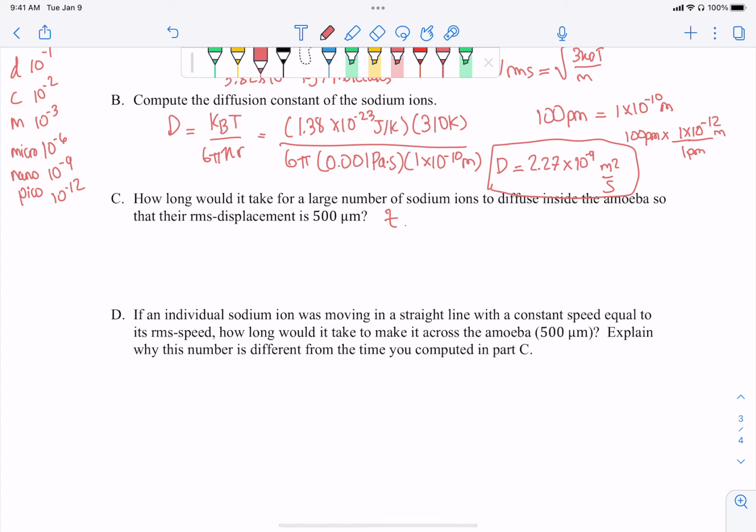So they're looking for time here, for a large number of these sodium ions, and the XRMS is, well, it wouldn't be XRMS in this case because it's a molecule, so we're traveling in 3D, right? So it would be RRMS, right? And that's 500 micrometers. So what is the equation for RRMS?